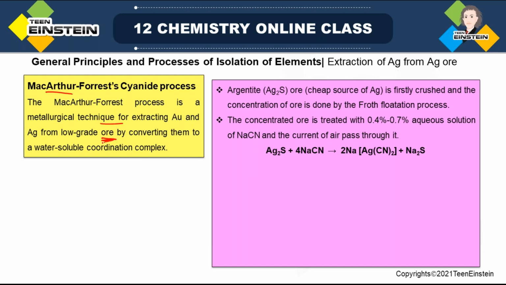Silver is extracted from low-grade ore by converting it to a water-soluble coordination complex. So for both gold and silver, we take the low-grade ore of gold or silver and convert it to a water-soluble coordination complex. So this is the overall statement of what is actually happening in this process. But now we will see step by step what is happening. The low-grade ore that we have taken is argentite, the sulfide ore of silver. This is a very cheap source, that is low-grade ore.